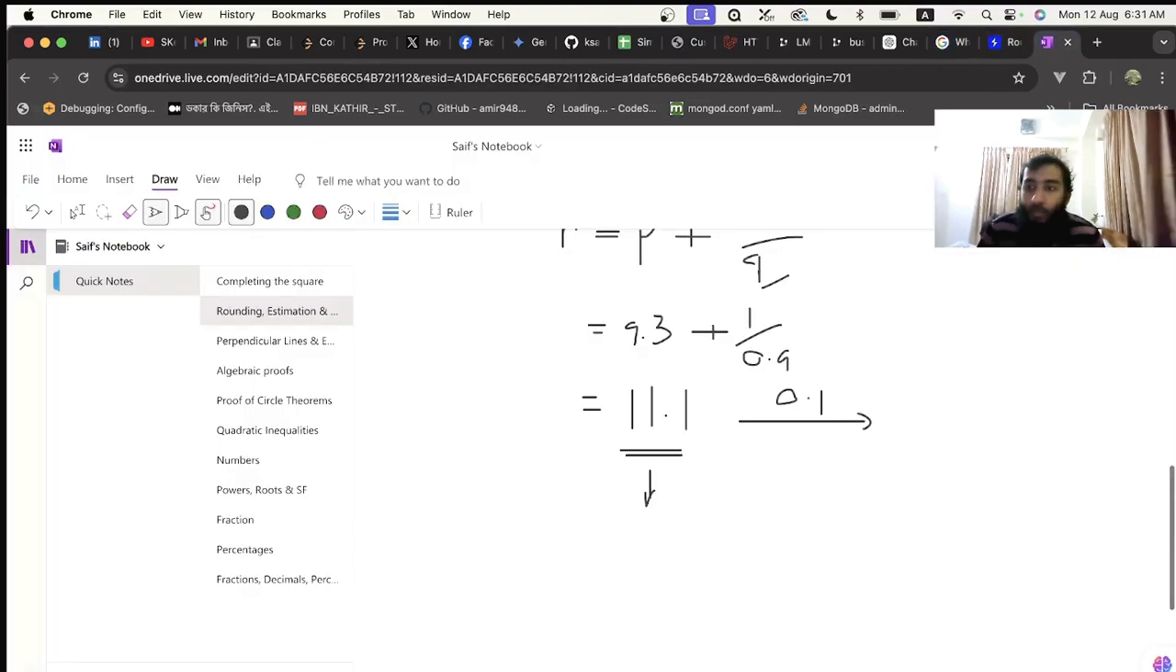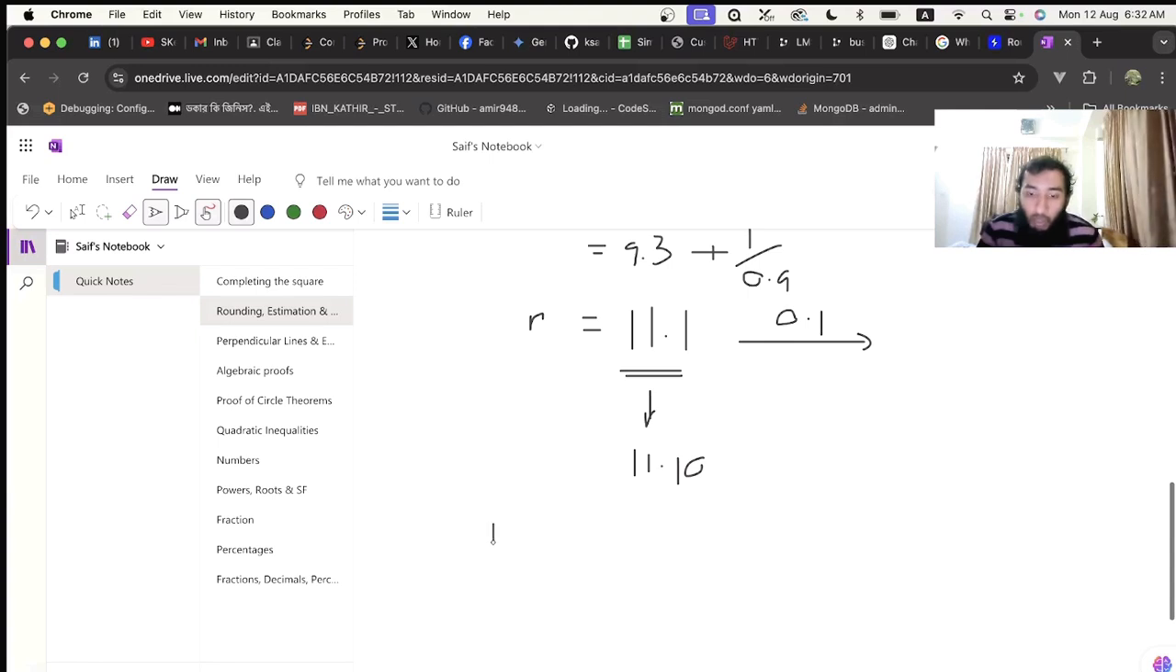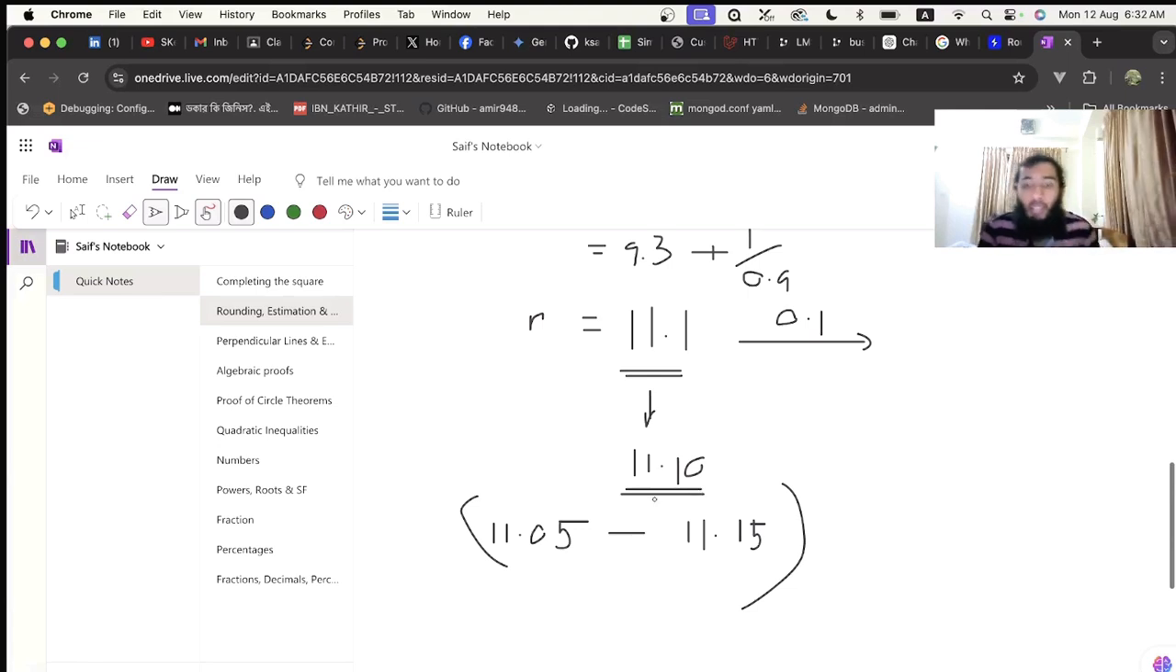This one says you must show your working and write out the upper bound for R. So this is R, right? This can be written as 11.10. So what is the lower bound for 11.10? 11.05, and the upper bound is 11.15. This is the range for which any number can be rounded to 11.10. So the answer is 11.15, the upper bound.